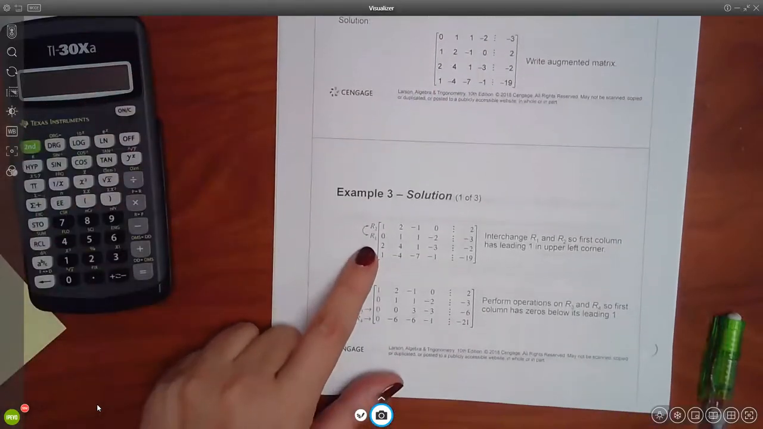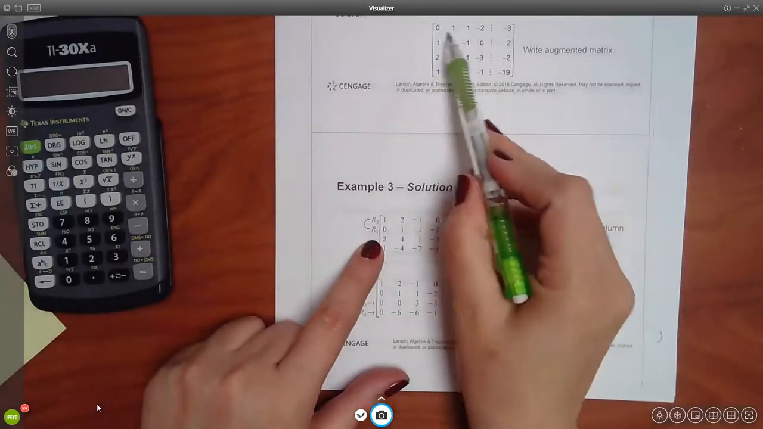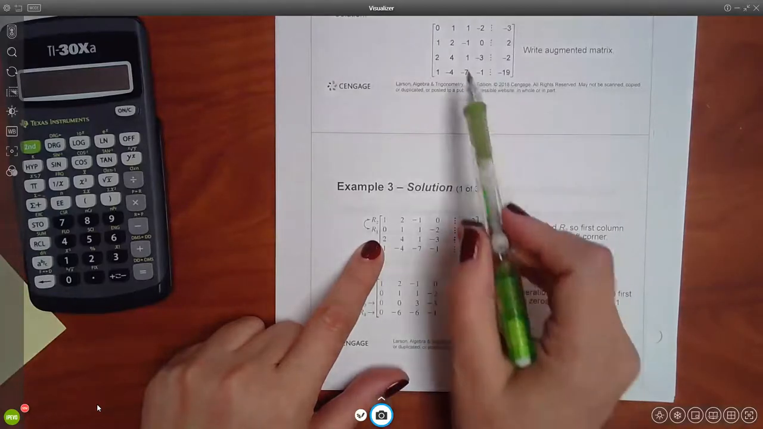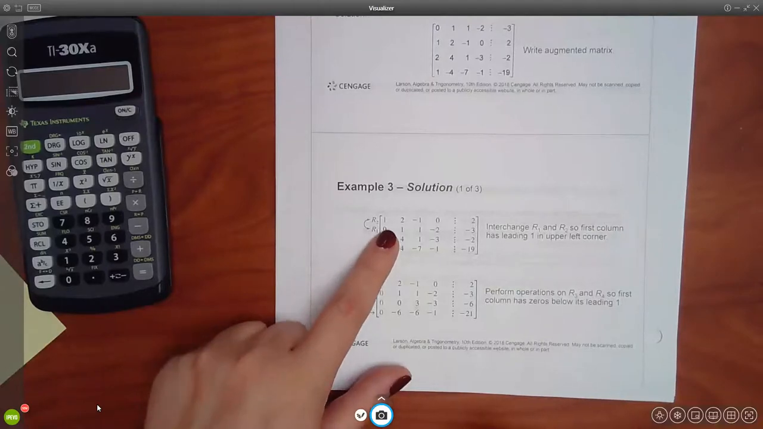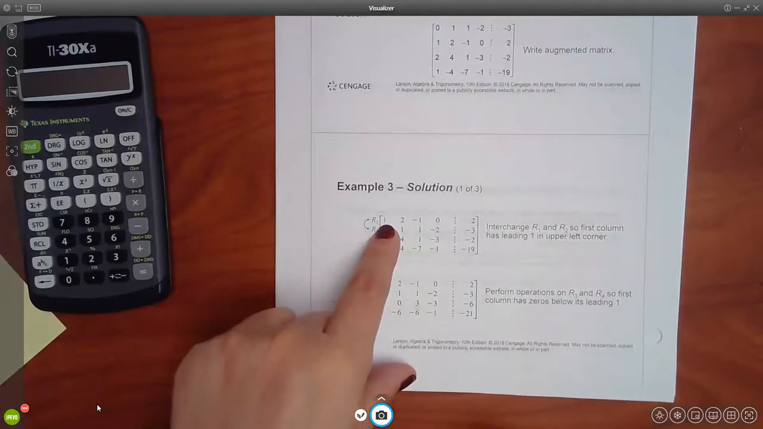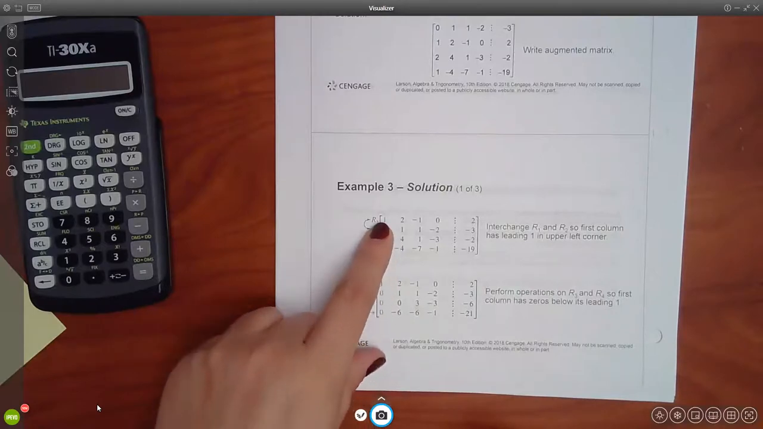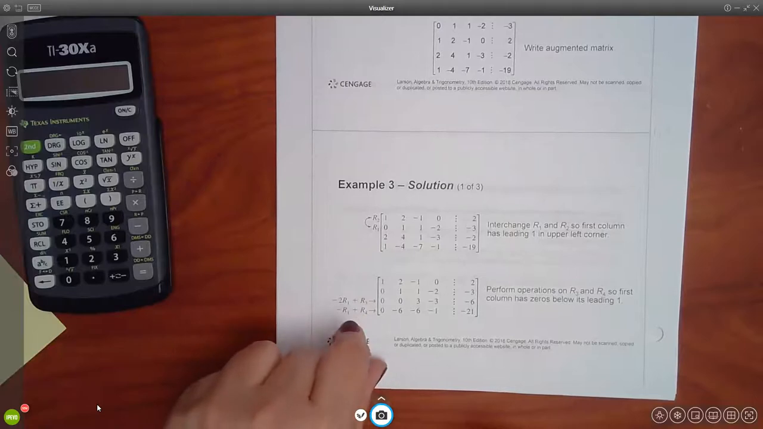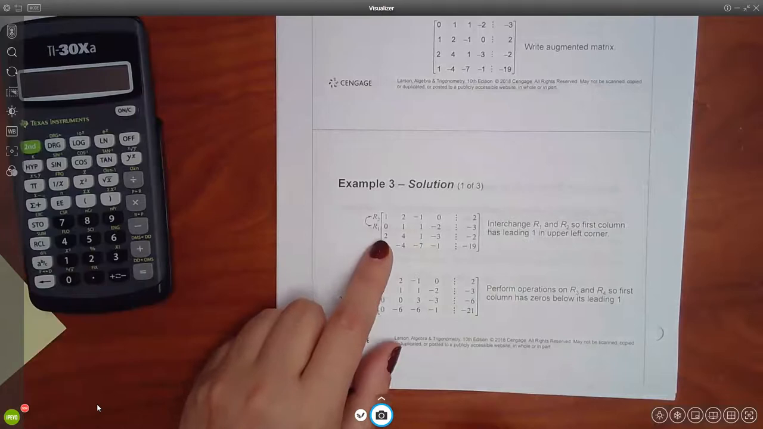It looks like they chose to switch row one and row two. So they literally just took this whole row and put it at the bottom and took the second row and put it at the top, okay? Not much going on, they just swapped them. That gives me the one right there where I need to have it, okay? Then I'm supposed to use that one to change the rest to zeros. Okay, you can do them at the same time, which they did, but they like magically know how to do this stuff because I can't.